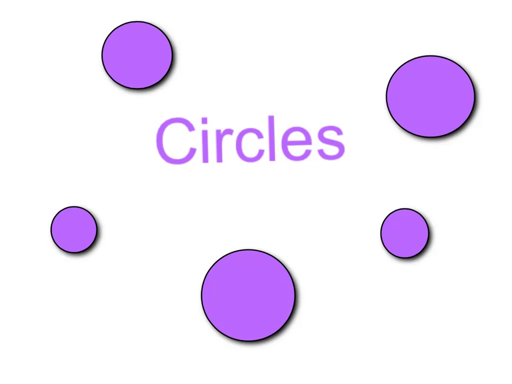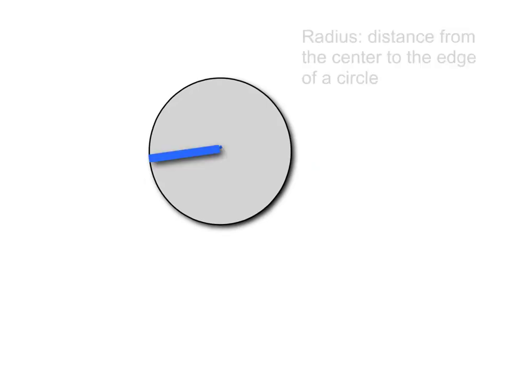Today we're going to be learning about circles. Open up your notes packet to the section entitled Circles on page 7. The first thing we need to do is label the circle. The radius is the distance from the center of a circle to the edge of a circle. The blue line marks the radius of the circle above.